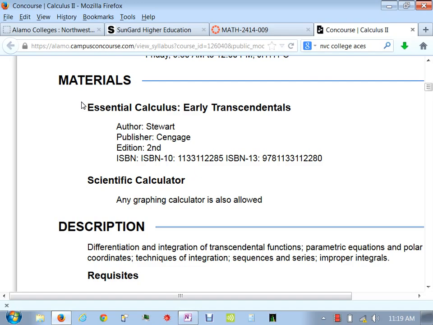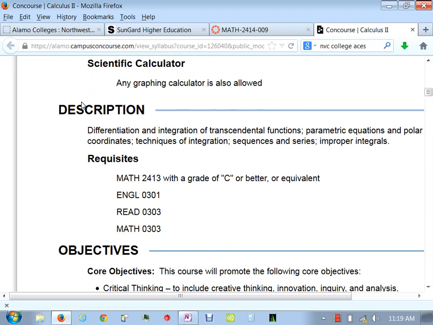So, any questions on the calculator? You will have to graph, so you're gonna need some tool, whether it be a website or something else. You'll need to be able to graph.